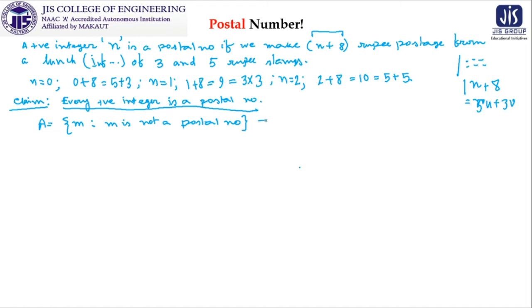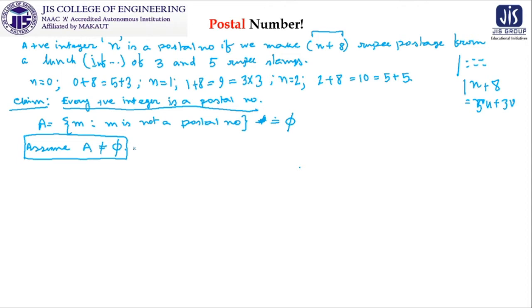So this claim is that A must be equal to empty set, because if every positive integer is a postal number, then there will be no number which is not a postal number, so the set A will be empty. Is it clear? But what we are doing, we are assuming A is not equal to empty set. Please try to understand, it is our assumption.